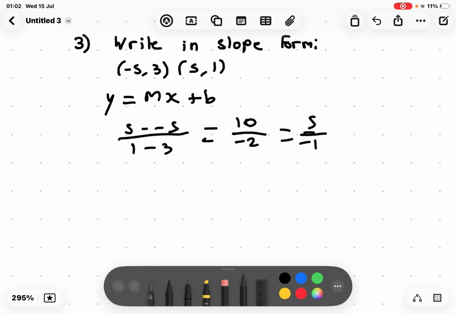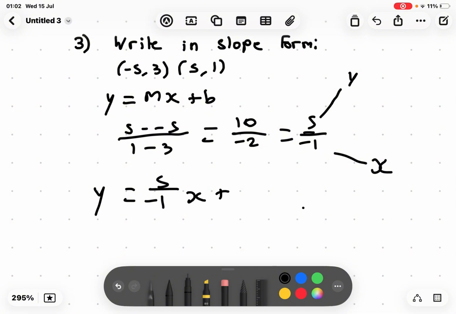So already we know that this is what we have. This is the y's. This is the x. So we already know that we're going to go 5 times up and 1 time to the left, kind of. And then b. And again, we can just use one of the points. Let's use 5. No, let's use 1 because the small is just easier.